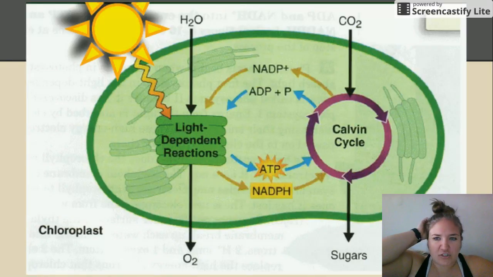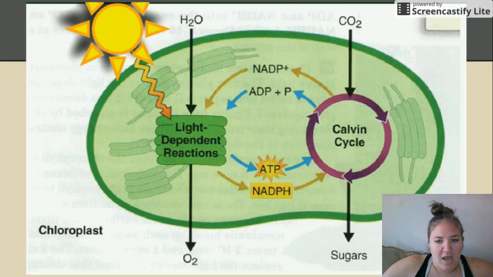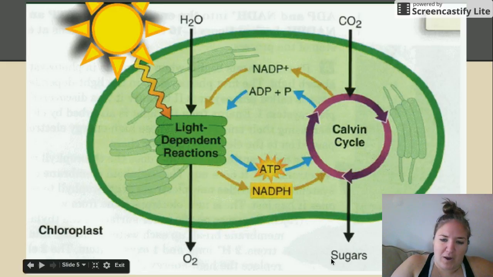So this is a picture of kind of what's going on within the actual chloroplast. And as you can see, it has the light coming in, it has the H2O coming in, and the CO2. And from that, we have these outputs at the bottom, which are these sugars, and this O2.